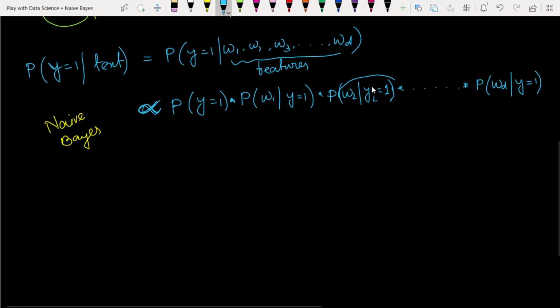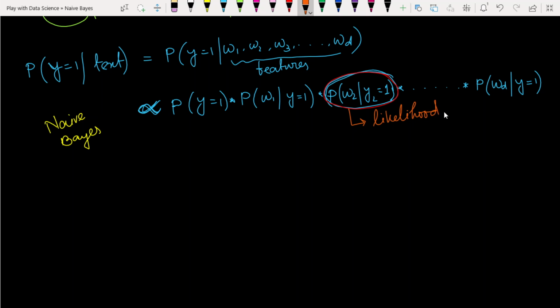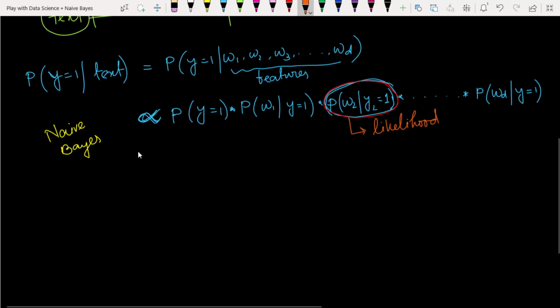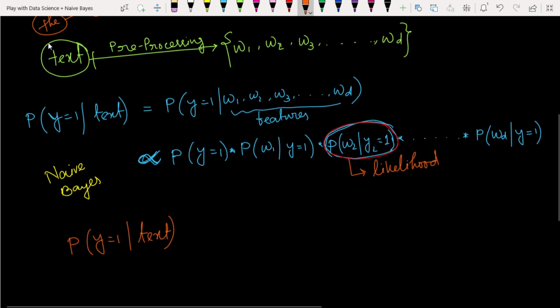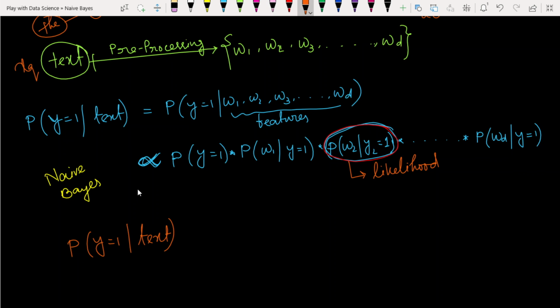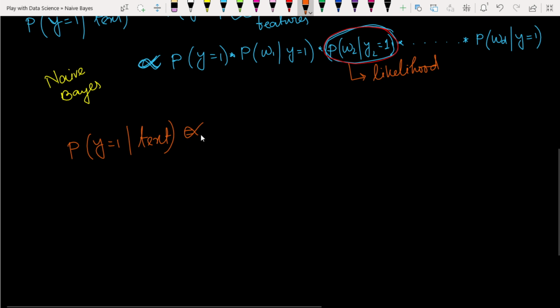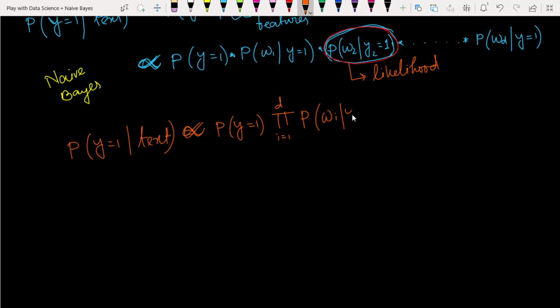And this thing we call the likelihood. So in short, if we write this, the probability of y equals 1 for a given query text xq is proportional to the probability of y equals 1 for this class, times the product over i equals 1 to d of the probability of wi given class level 1.